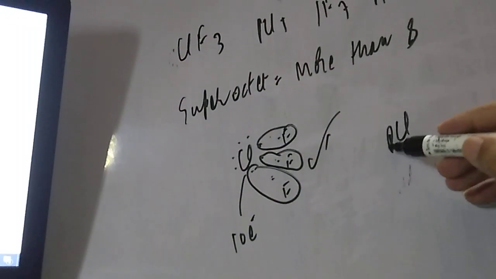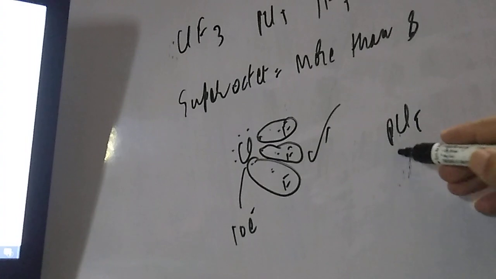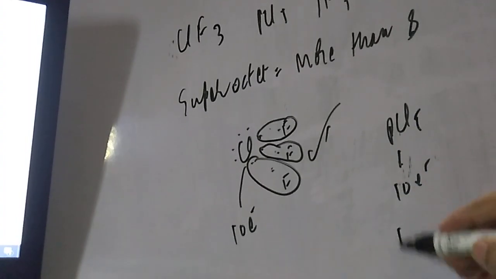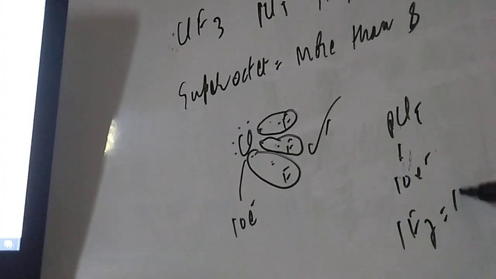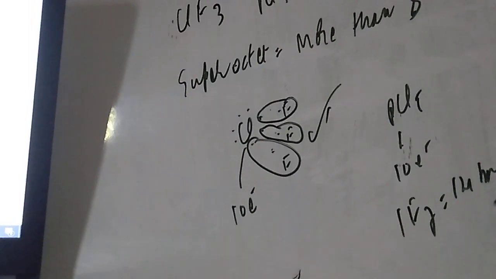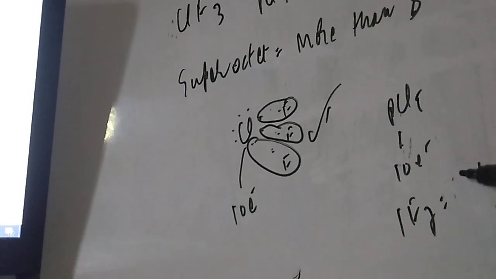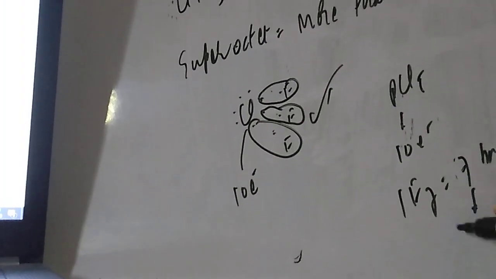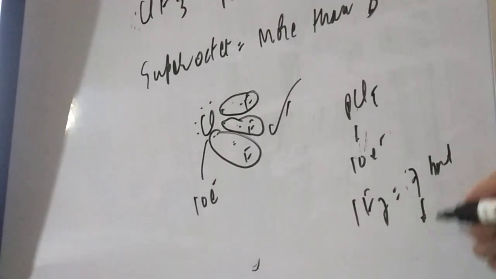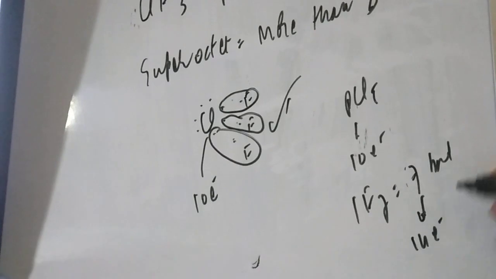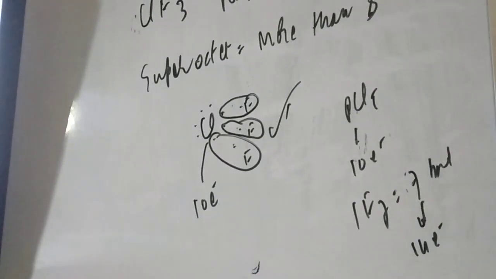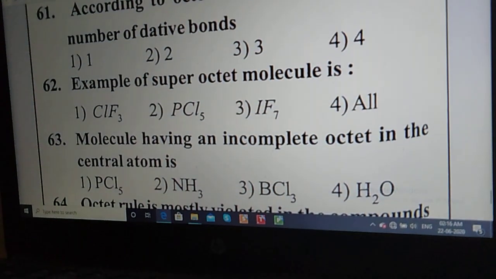PCl5, how many bonds are there, students? 5 bonds. PCl5, 5 bonds means 10 electrons. IF7 has 7 bonds, and 7 bonds means 14 electrons. So the correct option will be all. All have more than an octet. So the correct option will be option number 4.